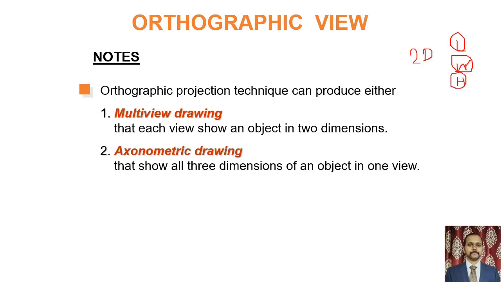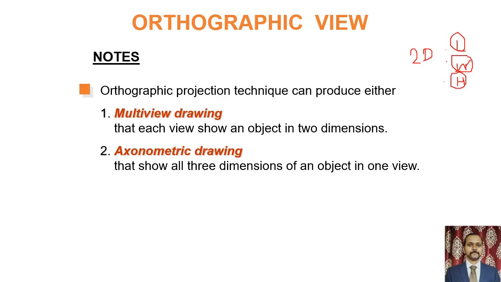Then axonometric views show all three dimensions of an object in one view. So this is the example of an isometric view, where we see all three dimensions, that is length, width and height, in one view. Then it is a 3D view and it is called an axonometric drawing. An example is isometric drawing. Okay, so that all shows three dimensions in one object.